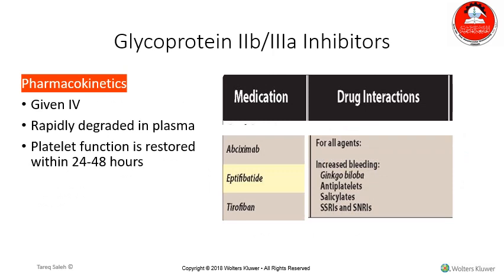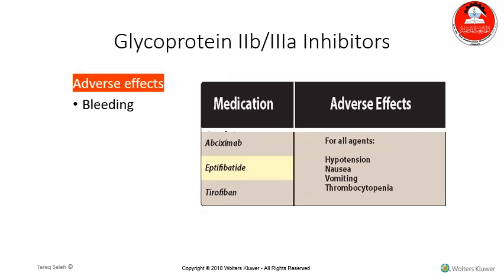These agents are given intravenously only. All of them are given intravenously. They undergo rapid degradation in the plasma, which means they have a shorter duration of action. However, restoration of platelet function requires 24 to 48 hours after stopping treatment with glycoprotein 2b3a inhibitors. Of course, the major side effect of this drug, like the previous categories, is bleeding. They can also result in other side effects such as hypertension, nausea and vomiting, and thrombocytopenia.